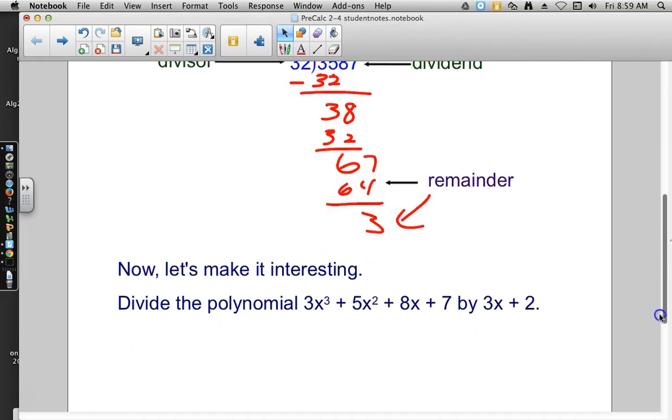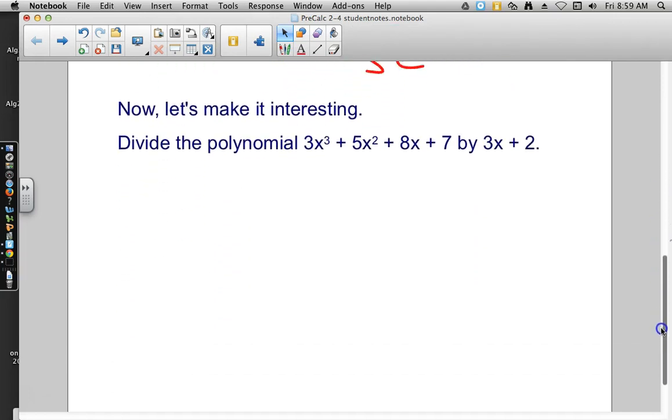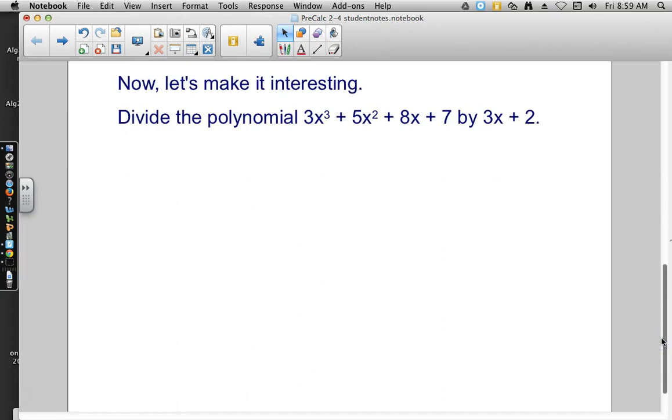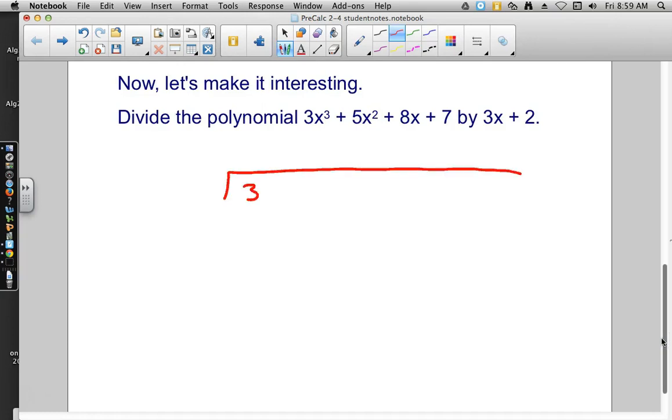So we come down here and it says we're going to make it interesting. Not just division, but polynomial division. But we do want to set it up the same way. So we're going to go ahead and make our division symbol and put our 3x cubed plus 5x squared plus 8x plus 7 in the position of the dividend. We're going to put the 3x plus 2 out here in front as our divisor, and we're going to find the quotient. But the difference is we do polynomial long division by just focusing on the first term. Always just the first term.